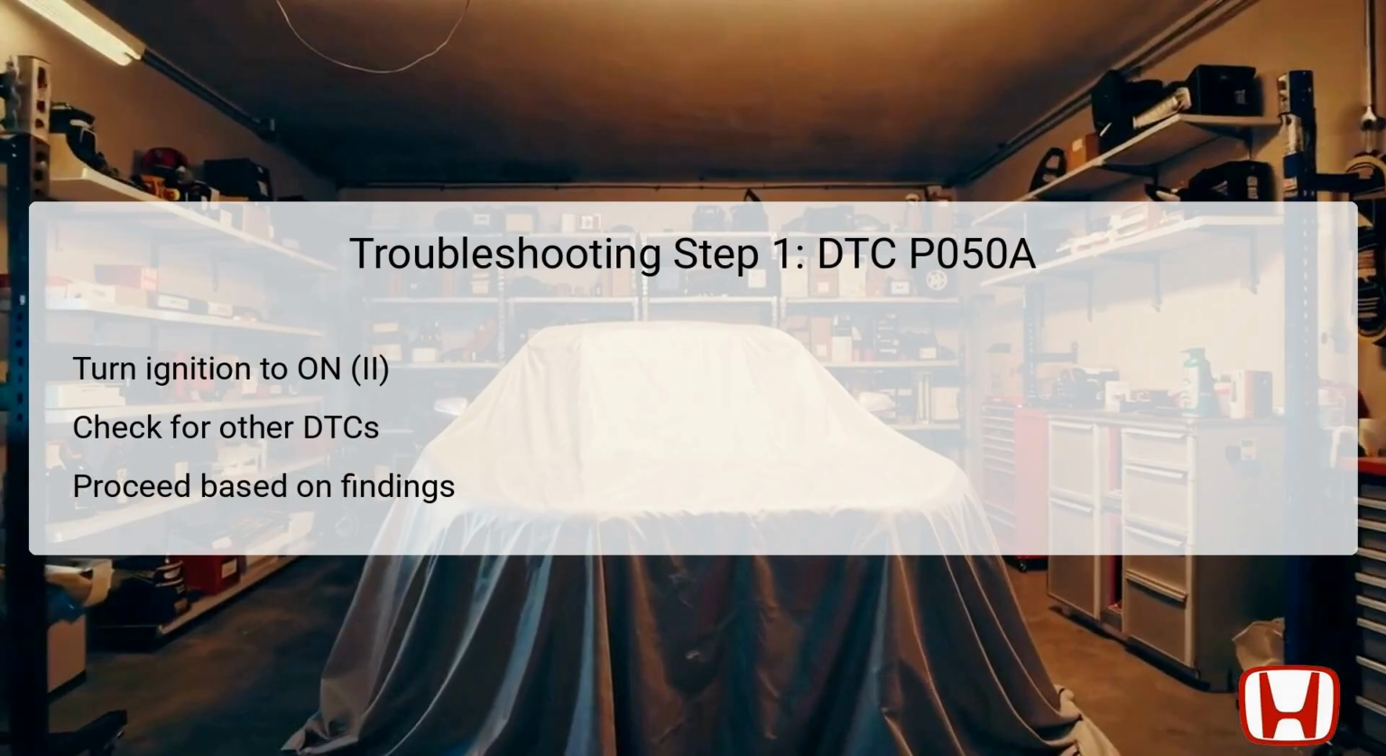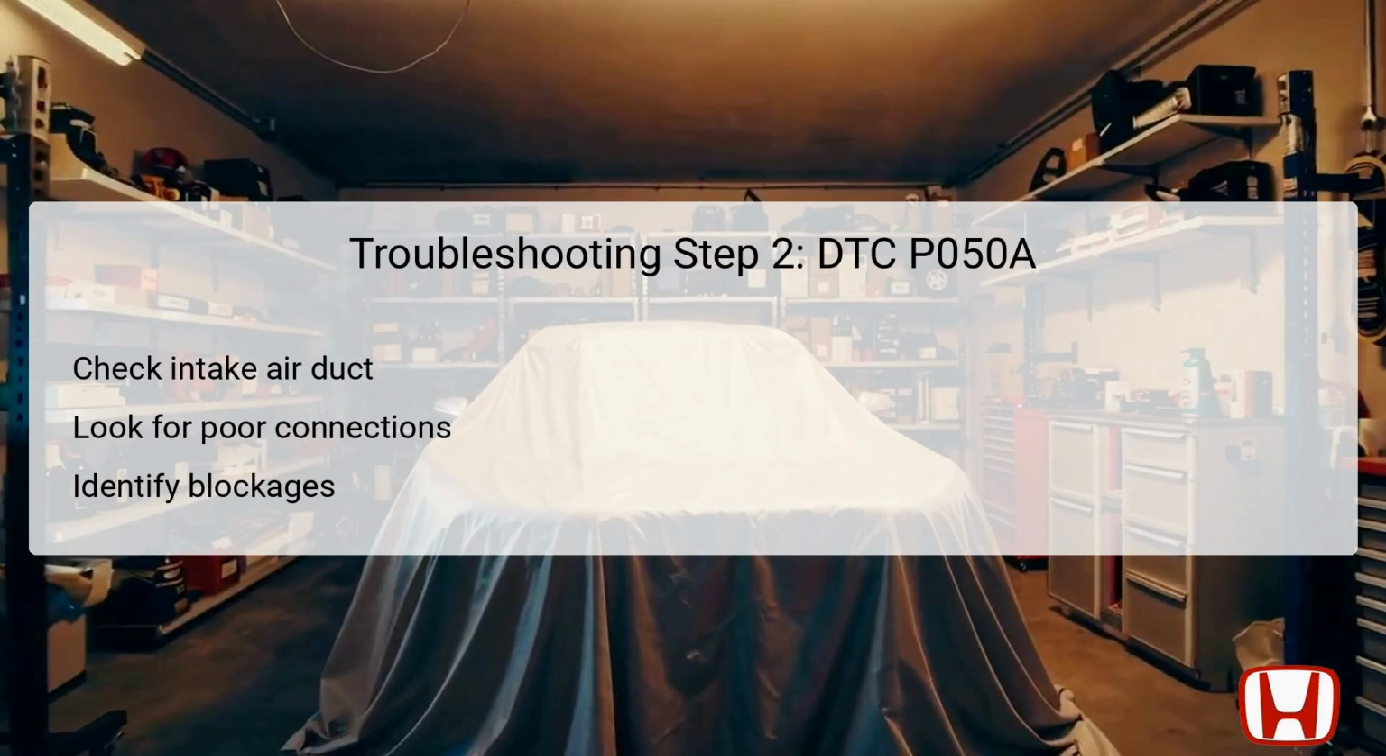This step is critical as the presence of other DTCs may suggest additional issues that require addressing before focusing on P050A. If any codes are found, you must follow the specific troubleshooting for those, whereas if no other DTCs are confirmed, you will move on to investigating the intake air duct in the next step.